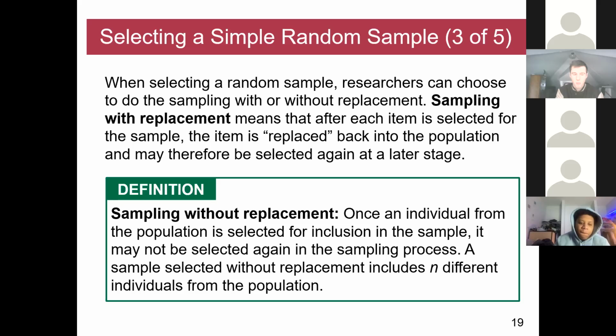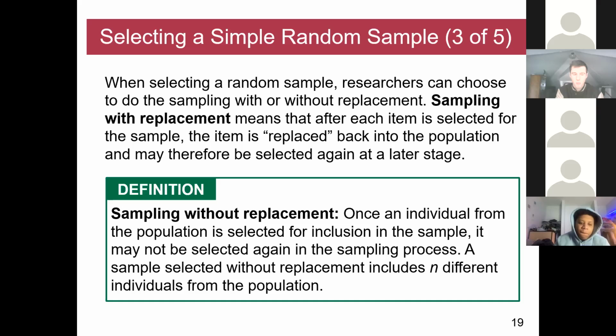And suppose we select one of the balls at random. We look at it, we record what color it is. Sampling with replacement would then say, we're going to put that ball back into the box, mix it up, and select another ball from the box. Well, it's possible, isn't it, that we may select that same ball again when we do that. That's called sampling with replacement. Once we sample something, we put it back into the population, and then it becomes possible that it could be selected again at a later stage.